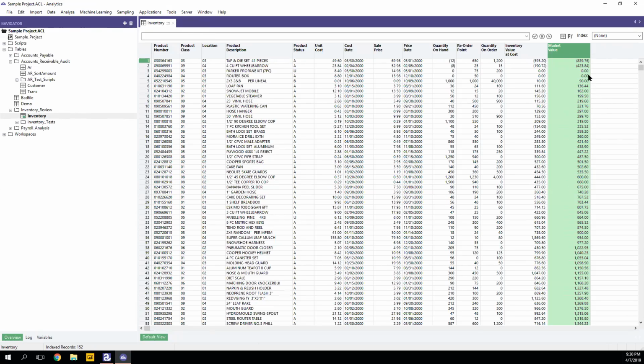This makes no sense whatsoever. It's telling me that if I sold this stuff, I would be worse off than having it on the shelves. I don't understand that. How does that happen? Negative 12 quantity on hand. There we go. Again, that makes no sense.